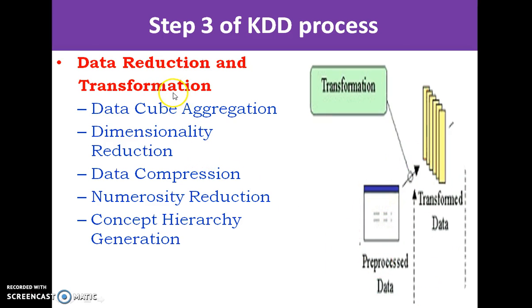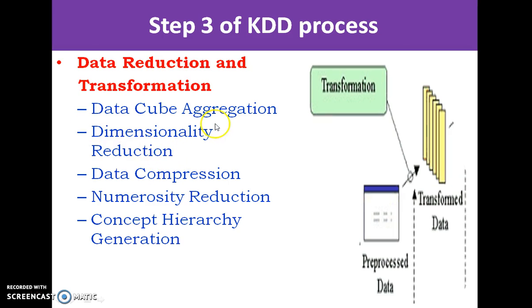This data reduction or transformation consists of majorly 5 internal processes. One is data cube aggregation, where data in the detailed format, if required, can be converted into aggregated form. For example, if I consider the sales data of a particular supermarket, and if that sales data exists as day-wise sales, we can convert it into month-wise sales, quarter-wise sales, or half-yearly sales also. Reducing the size of the data by applying aggregation operations is called data cube aggregation.